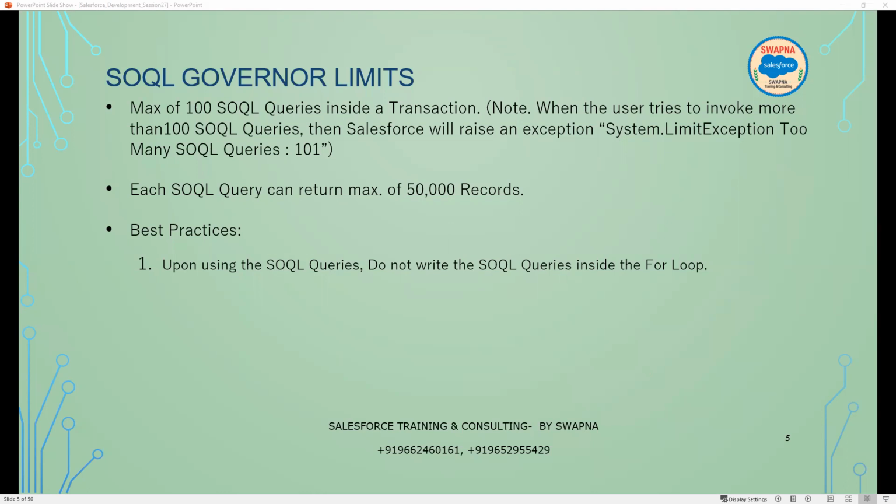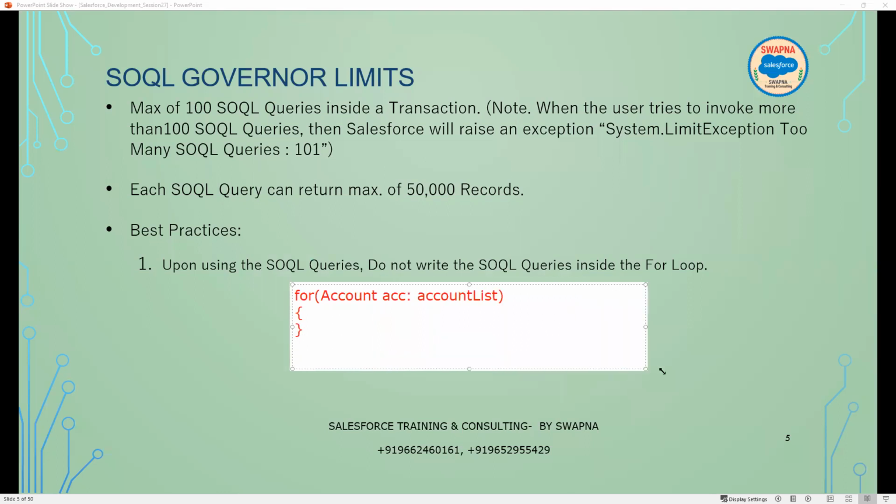Sometimes what we will do is write a SOQL query within the loop. Let's assume that I am looping through the accounts. I get the account list, and I'm looping through all the records in the list. I don't know how many records the account list might have. Possibly it has 100 records, or 50 records, or 10 records, or it might be 200 records.